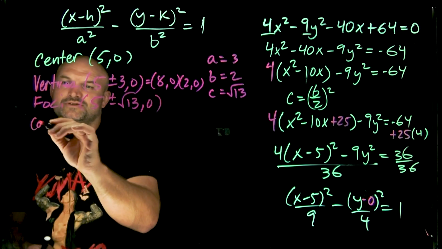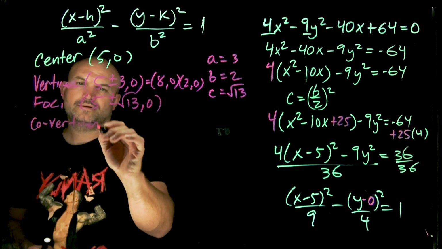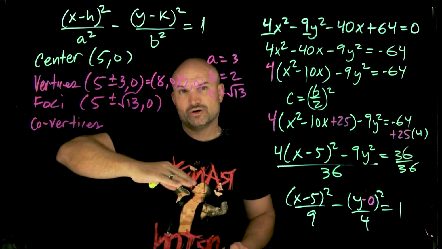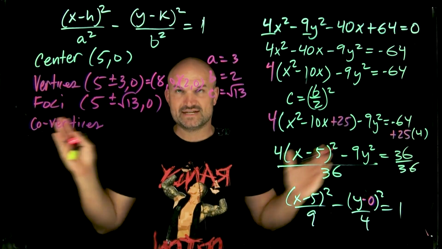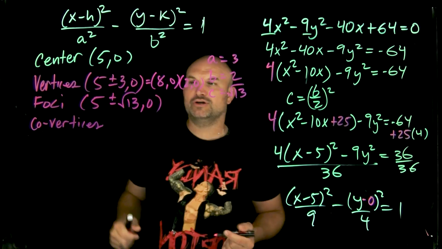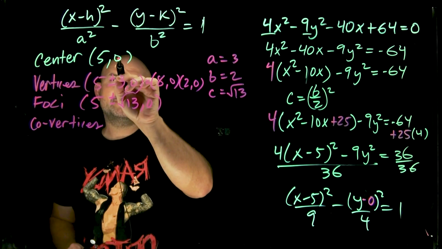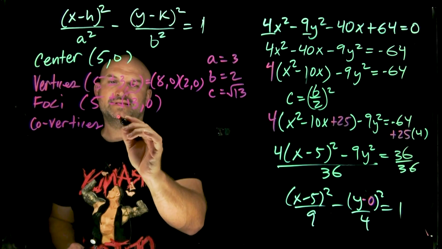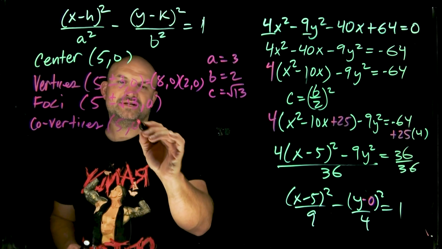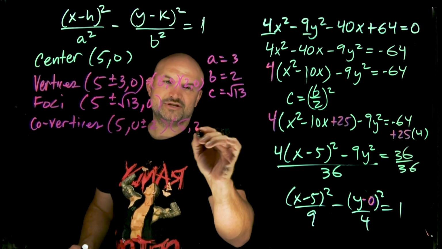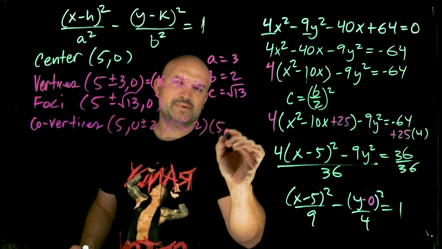And then last but not least is going to be our co-vertices. The co-vertices are on the conjugate axis, which is going to be vertical. Since my transverse axis is horizontal, the conjugate axis is vertical, and that's going to be 2 up or down. So from my center, I'm going to go up 2 and down 2. I'll write it like this: 5, 0 plus or minus 2, which we can write much faster as 5, 2, as well as 5, negative 2.